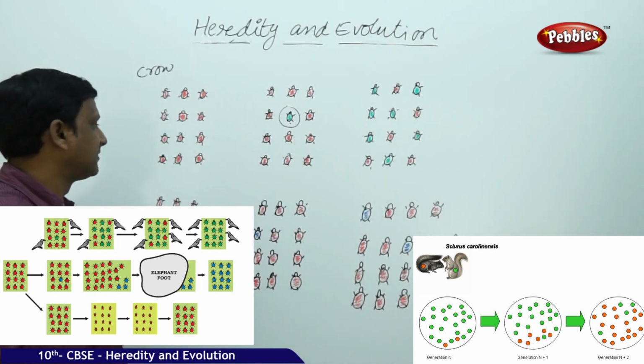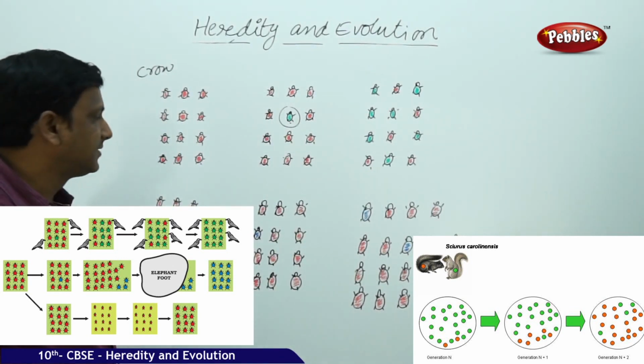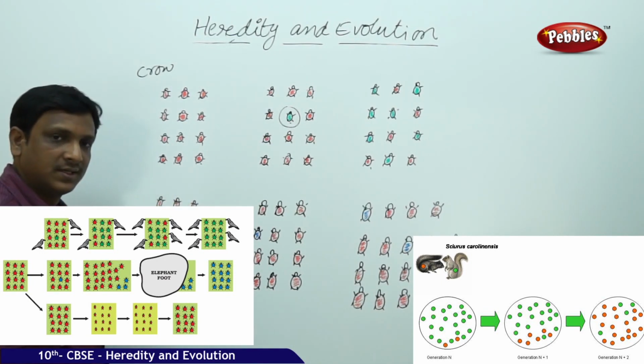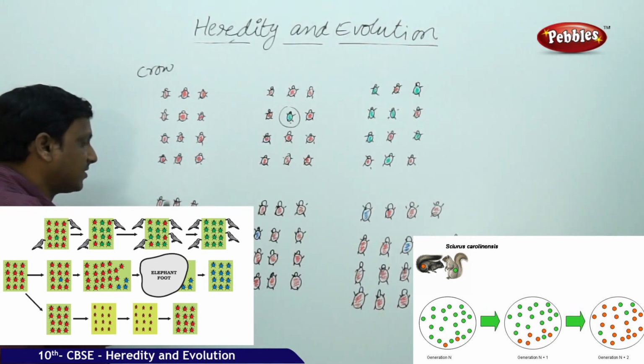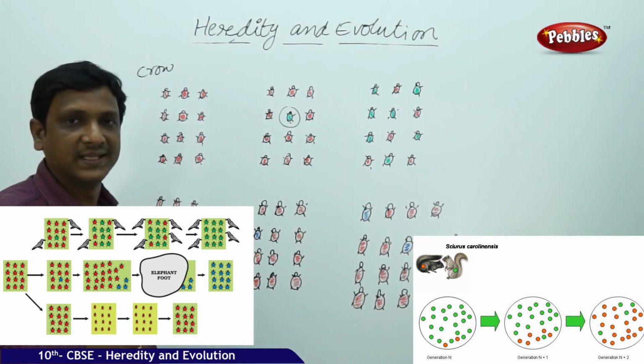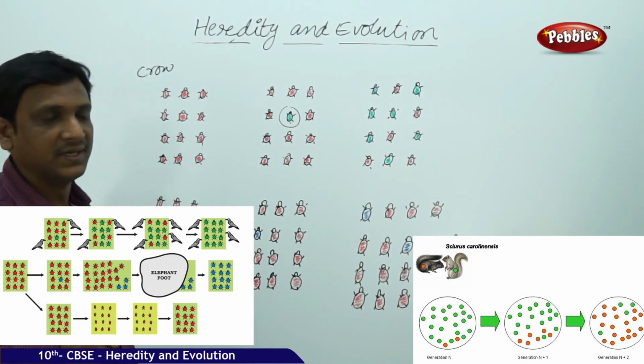Now let us see another situation, the second situation. Here again the same background, that is the forest. There is a group of beetles which are red in color. They are being eaten by the crows. Red is a contrast color, so the crows can easily pick up the beetles.